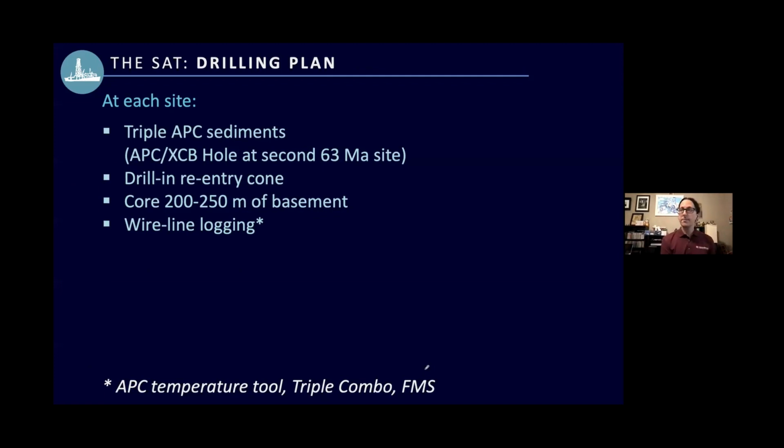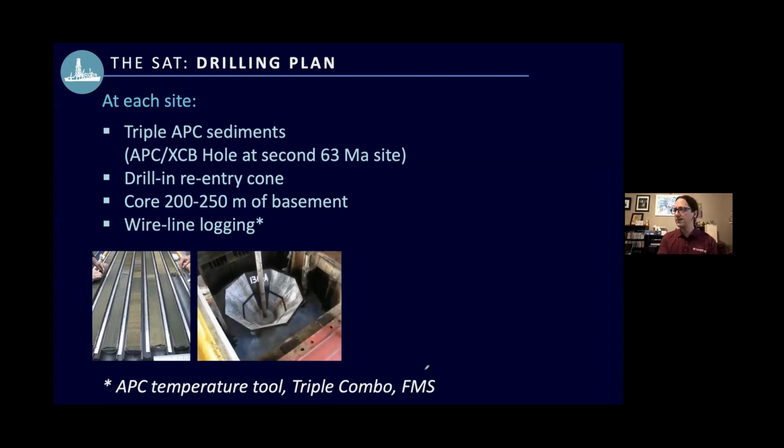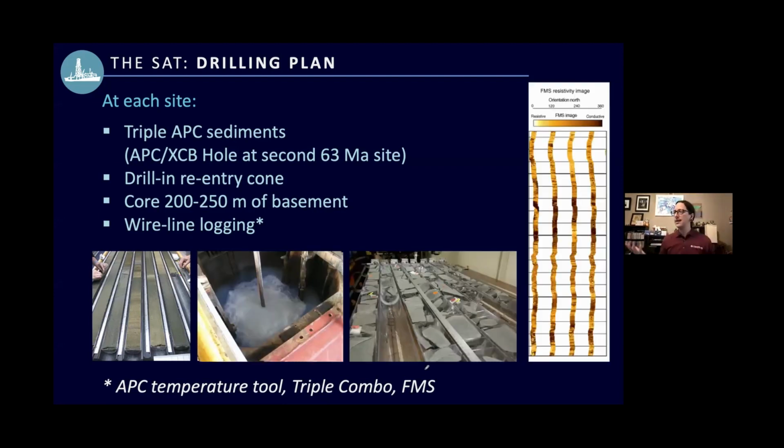So our plan at each site is to triple APC drill the sediments, put in a reentry cone, and then drill 200 to 250 meters in basement using the rotary core barrel, RCB, and also do some wireline logging, which will help us understand the holes, and in particular the regions that are not recovered.